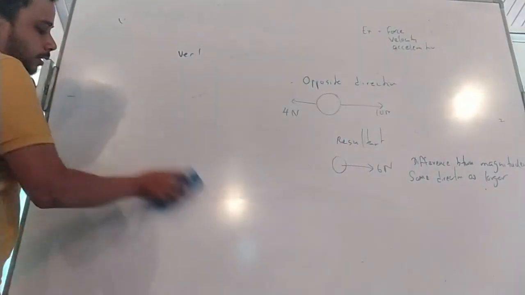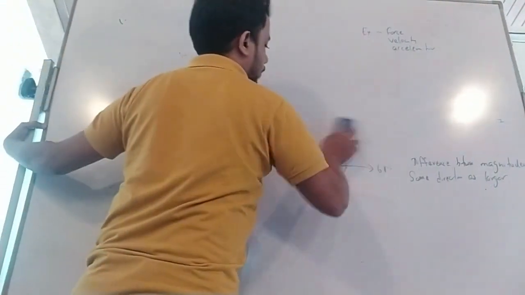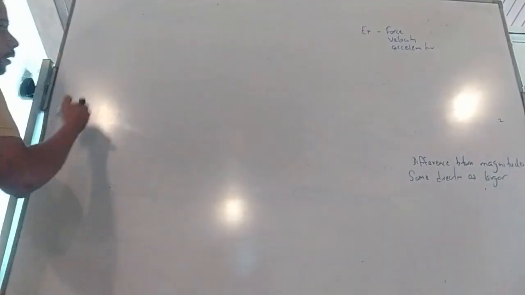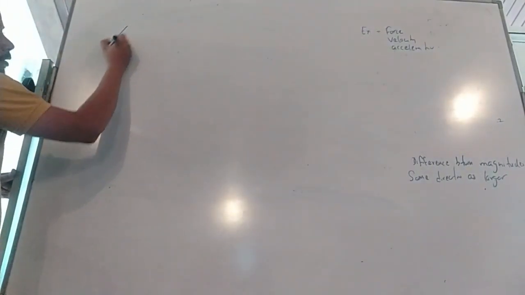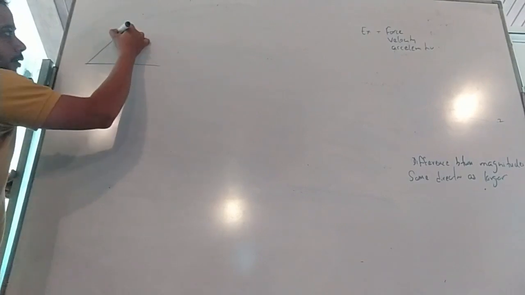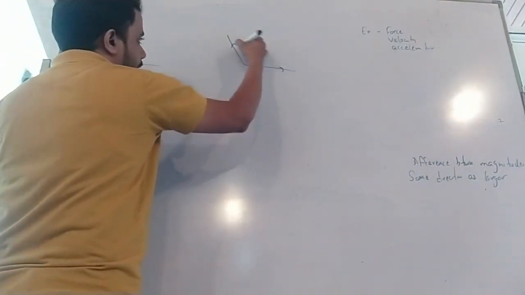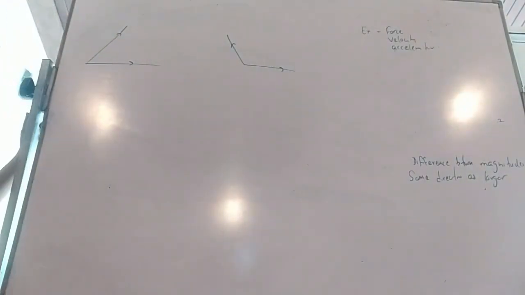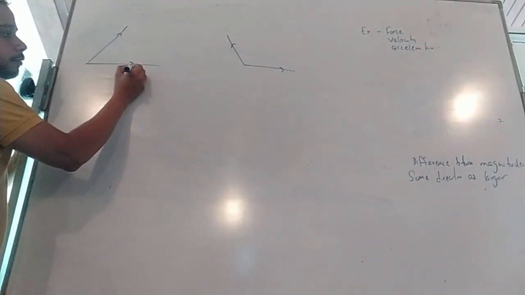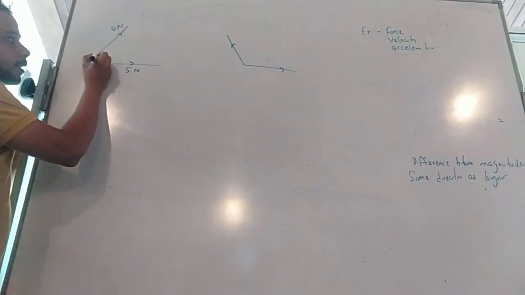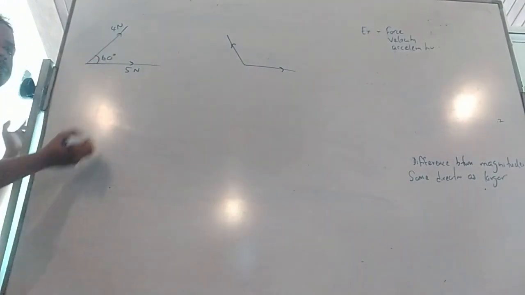Now let's say two vectors are acting something like this, with a different angle between them, this way or even this way. Either way, same method. Say 5 newtons towards this way, 4 newtons towards this way, and let's say the angle between these two is 60 degrees.